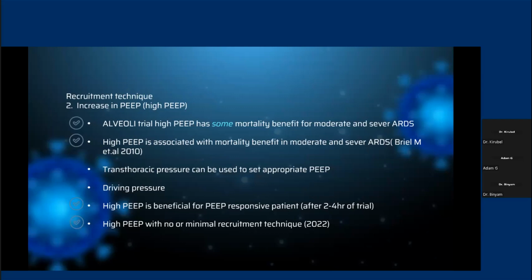Okay, another study, done recently this year, found that high PEEP with no or minimal recruitment techniques is associated with a higher survival benefit than high PEEP with recruitment techniques and low PEEP. Especially high PEEP with recruitment is deleterious; even the mortality is higher than with low PEEP. So it is dangerous to use high PEEP on top of a recruitment technique. Okay, so these are the four things concerning PEEP, making PEEP more favorable. That's why I took all these four slides.